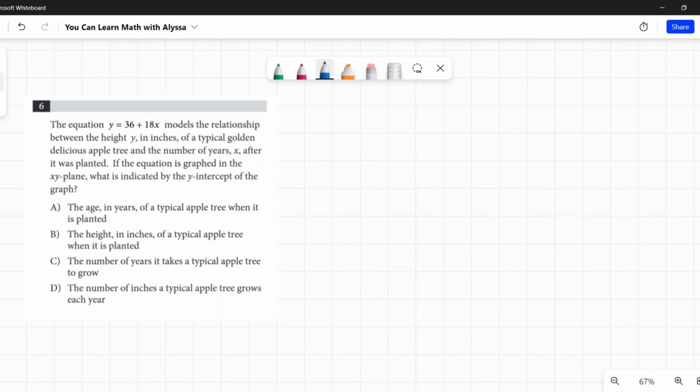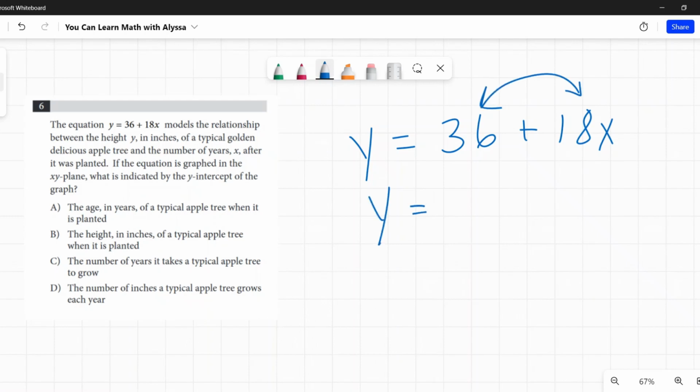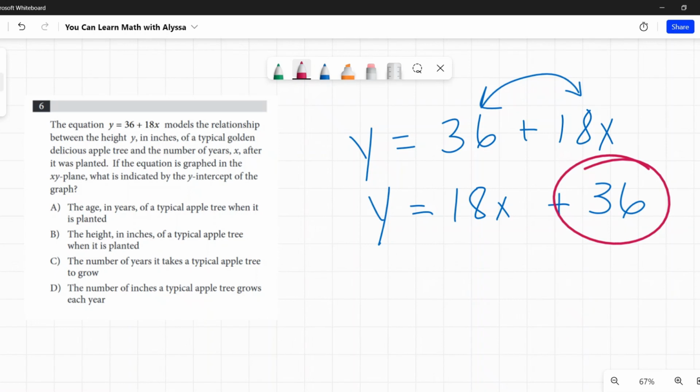All right, well, let's look at our original equation. y equals 36 plus 18x. This is very close to being the slope-intercept form of a line. We just need to flip those two around, so I'm going to do that. y equals 18x plus 36. Now, in slope-intercept form, this number by itself is the y-intercept.